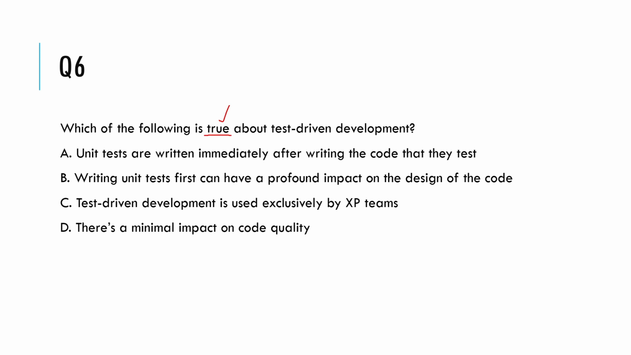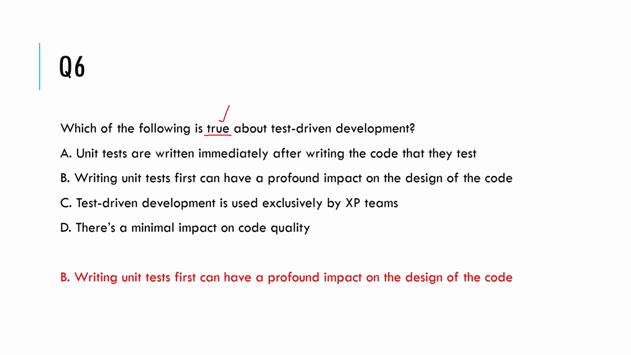The answer to this is option number B. Writing unit tests first can have a profound impact on the design of the code. Remember, significant impact on code quality is something that people observe when they start doing TDD, because it helps fixing bugs and it makes changes less time consuming and easier. That is the reason why writing unit tests first is a fantastic strategy, and that is why TDD just works.